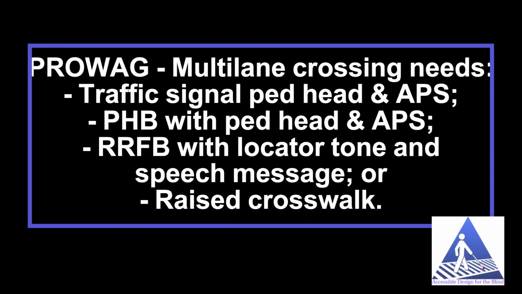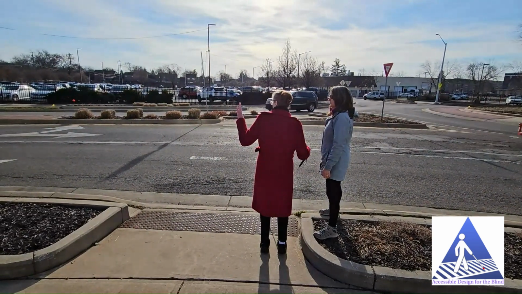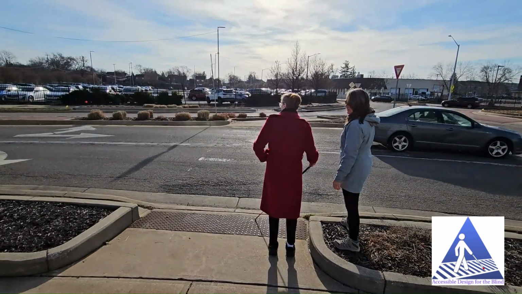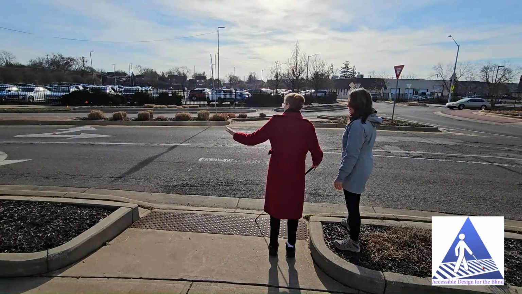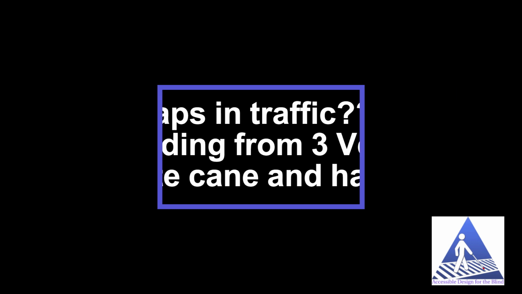Public rights-of-way accessibility guidelines. Multi-lane crossing needs: traffic signal PED head and APS, PHB with PED head and APS, RRFB with locator tone and speech message, or raised crosswalk. The pedestrian attempts to yield vehicles with cane extended forward and her left hand up. 3 vehicles do not yield and continue in front of her. Gaps in traffic? No yielding from 3 vehicles, despite cane and hand up.